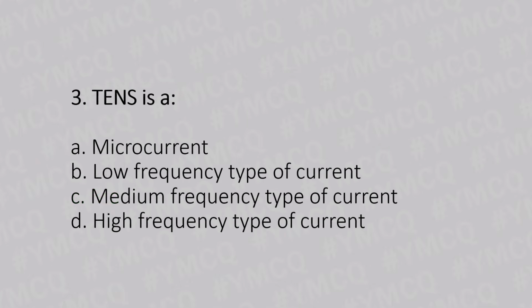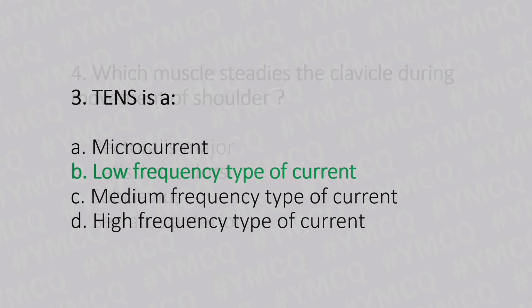TENS is a, option A, microcurrent. Option B, low frequency type of current. Option C, medium frequency type of current. Option D, high frequency type of current. And the answer is option B, low frequency type of current. Now let's move to our fourth question.